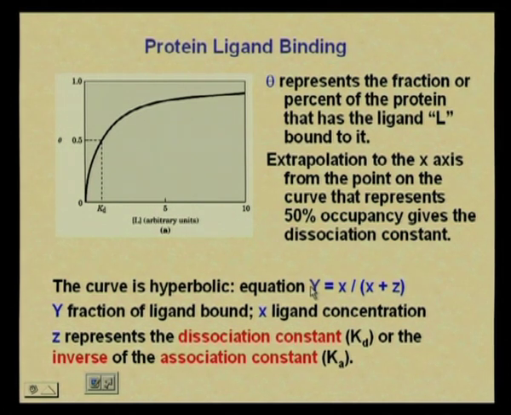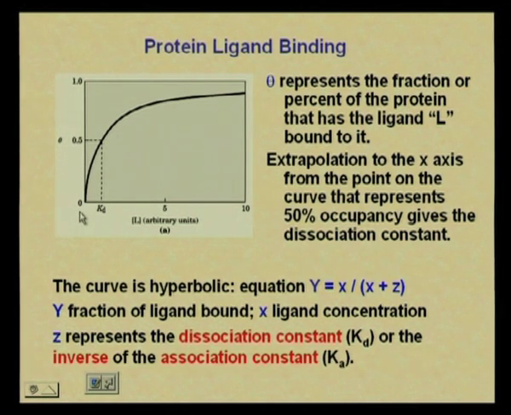Now, what is this y? The y is the fraction of the ligand bound. Okay? It is represented as theta also. x is the ligand concentration, and z represents the dissociation constant. What is the dissociation constant? When we are considering a protein and ligand bound together, when it associates, we have an association constant, and when it dissociates, we have a corresponding dissociation constant. It is just the inverse of the association constant.